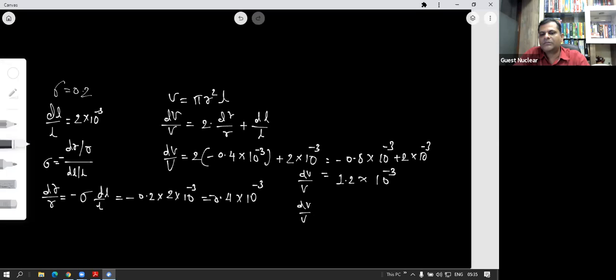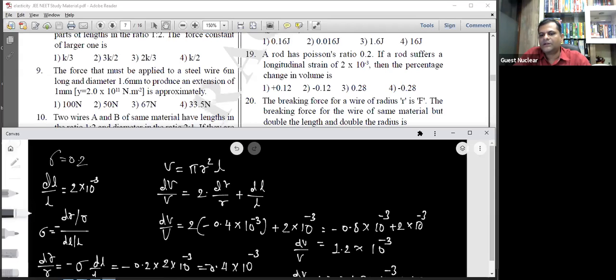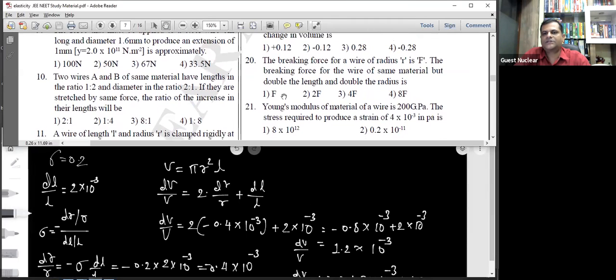So here we get this dV/V multiplied by 100, which happens to be 1.2 into 10 raised to minus 3 multiplied by 100, which becomes actually 1.2 into 10 raised to minus 3 into 10 raised to plus 2, which comes out to be 10 raised to minus 1. And this 10 raised to minus 1 we have multiplied with 1.2 gives us 0.12, and that is going to be in percentages. So here we have got this percentage increase in the volume, which is positive. So it's going to be 0.12. So 1 is going to be the correct option. समझा क्या ठीक से?